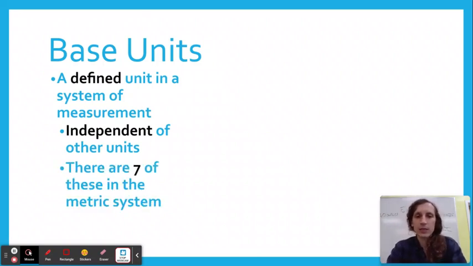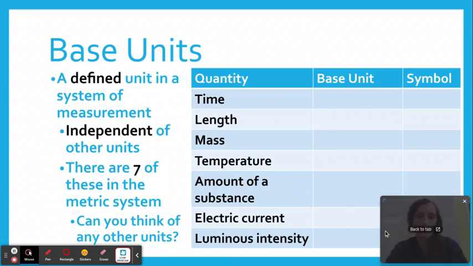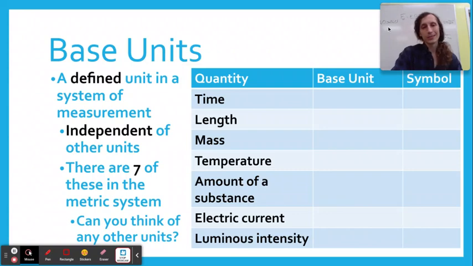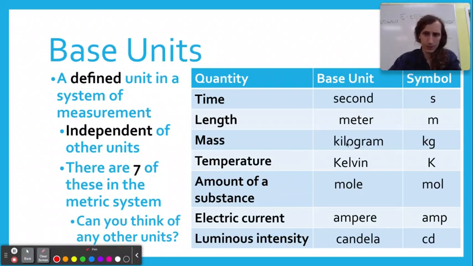So the 7 base units in the metric system that we need to talk about are these guys. So time, length, mass, temperature, amount of a substance, and then electrical current and luminous intensity, but we're not going to use those last two in this course. So for time, the base unit is second. For length, the base unit is a meter. For mass, the base unit is a kilogram, and this one's kind of weird because it has a prefix. We'll talk more about prefixes in a second, but that's a little weird that it has a prefix.